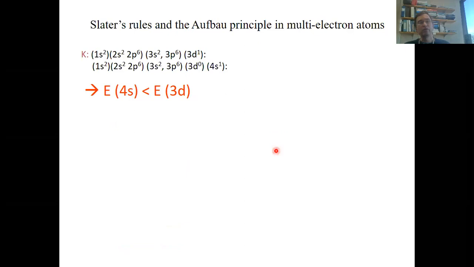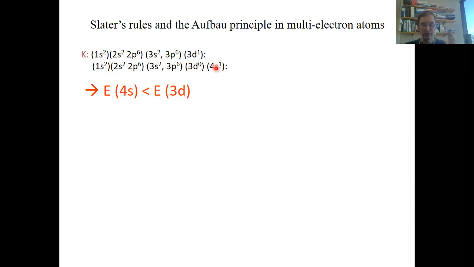Okay, one can do more than this. One can predict ground state electron configurations. For instance, we know that the ground state electron configuration of potassium is 1s2, 2s2, 2p6, 3s2, 3p6, 3d1, that we know from the experiment. But it's not so obvious that this is the ground state electron configuration. We could also say, why isn't the ground state electron configuration 1s2, 2s2, 2p6, 3s2, 3p6, 3d0, 4s1?